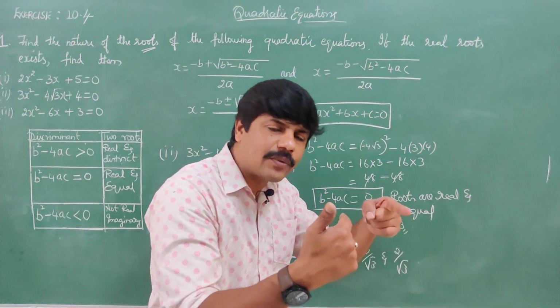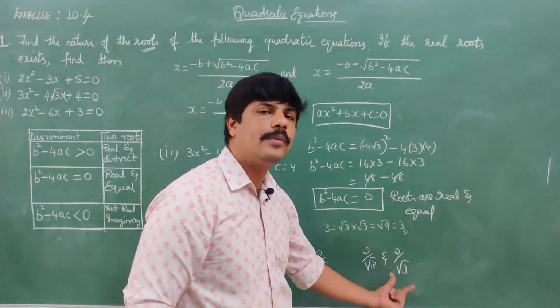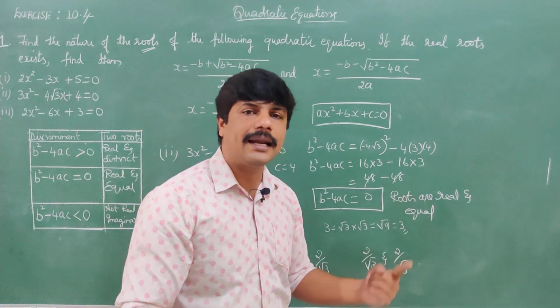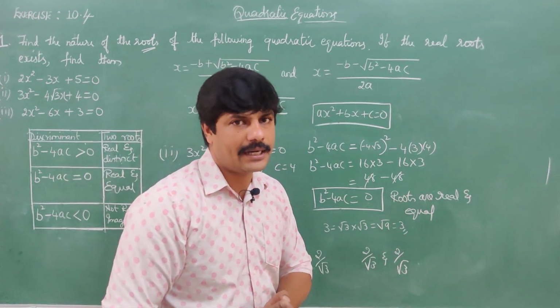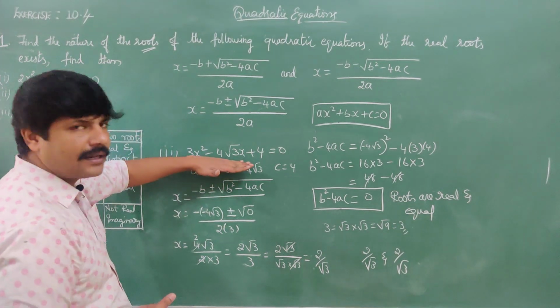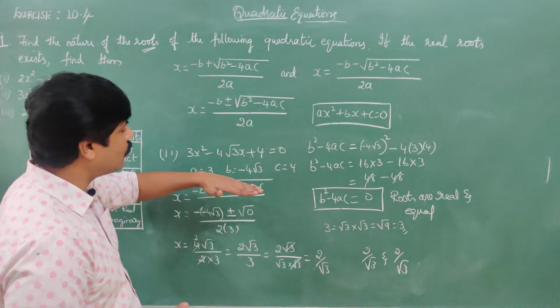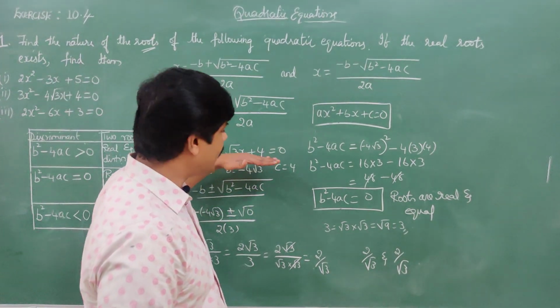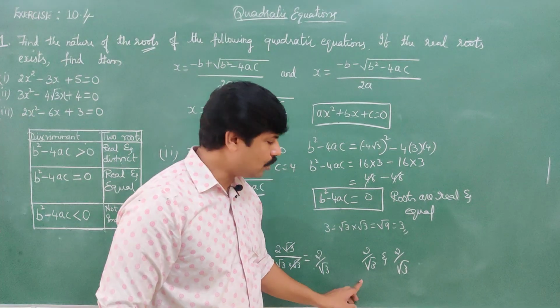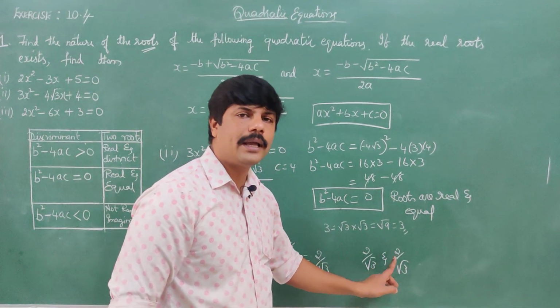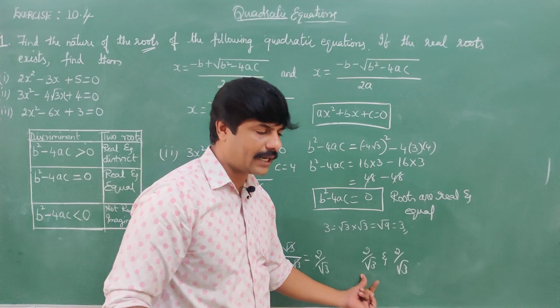And the 2 values of x, what did you get? 2 by root 3 and 2 by root 3. Therefore, we say that roots are real and equal. Understand? What are the roots of this particular quadratic equation, 3x square minus 4 root 3x plus 4 equals 0? 2 by root 3 and 2 by root 3. Root 3 means square root 3.